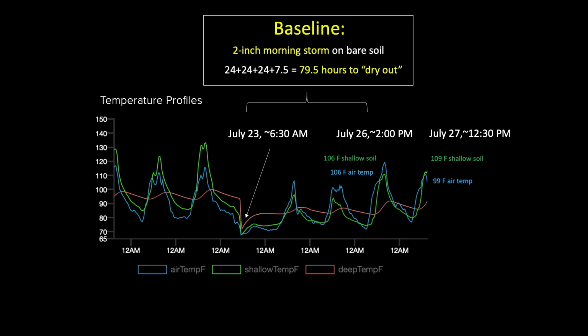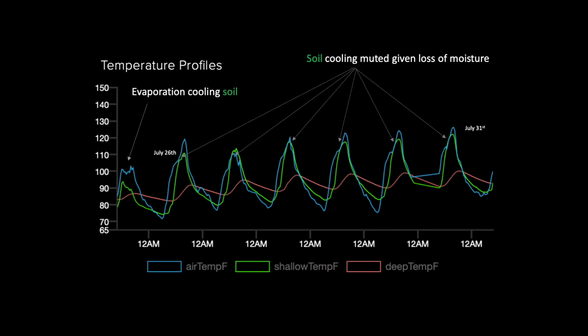With this data in hand, I can come up with an estimate of how long it takes the shallow soil profile to dry out using temperature as an analog for moisture, where it takes about 80 hours for the cooling effects of soil moisture evaporation to start to become muted in the shallow 1-inch layer of soil in this basin. And this shows the general trend over time after that storm event, suggesting that cooling from deeper evaporation is being buffered as additional moisture from the basin is lost in the absence of rain.